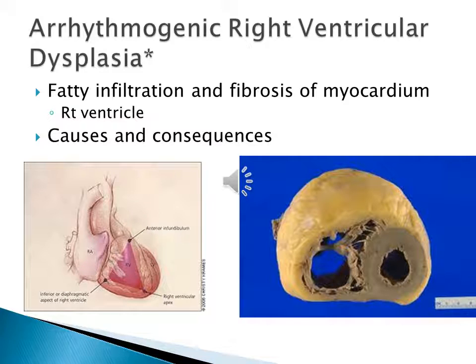Arrhythmogenic right ventricular dysplasia. So this is a fatty infiltration and fibrosis of the myocardium, and in particular the right ventricle. So what happens basically here is fat actually builds up in the muscular wall of the right ventricle. And they do believe that there's probably a genetic component related to it, and the issues that could come about because of this are ventricular tachycardia and ventricular arrhythmia.